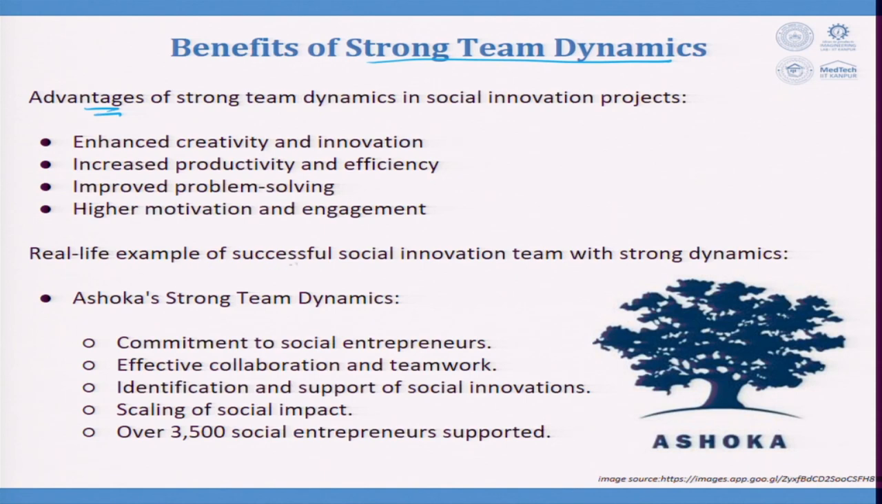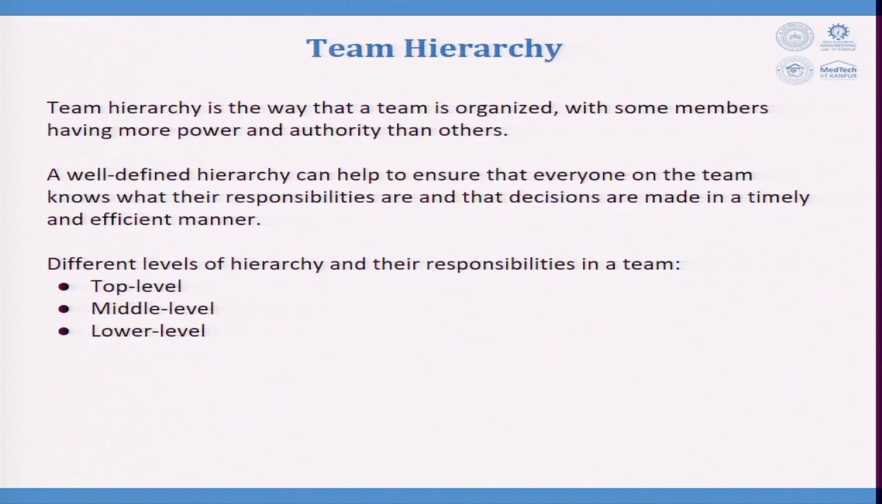A real life example of a successful social innovation team with strong dynamics is Ashoka. It is committed to social entrepreneurs, with effective collaboration and teamwork. It talks about identification and support of social innovation and scaling of social impact, and overall 3,500 social entrepreneurs are being supported through Ashoka's strong team dynamics. It is an example of strong team dynamics.